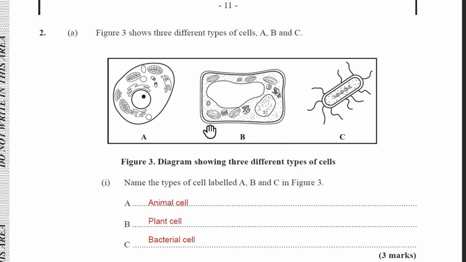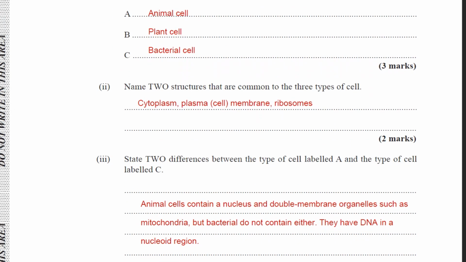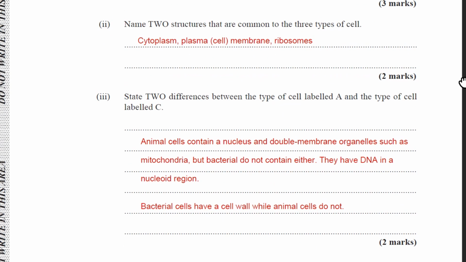The reason you could tell A from B, by the way, is B has the cellulose cell wall around it. A doesn't have a cell wall. The thing is, C also has a cell wall, the bacterial cell, but it's made up of different materials, not cellulose. You could also see the presence of chloroplast in the plant cell here in B. So let's look at 2 and 3.